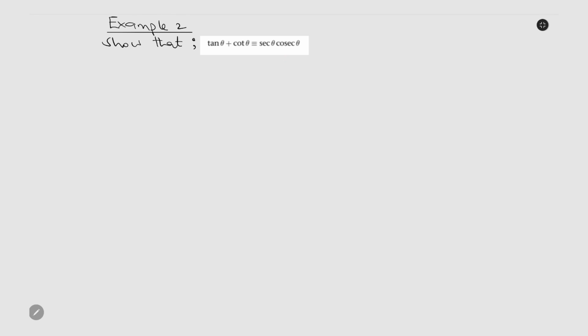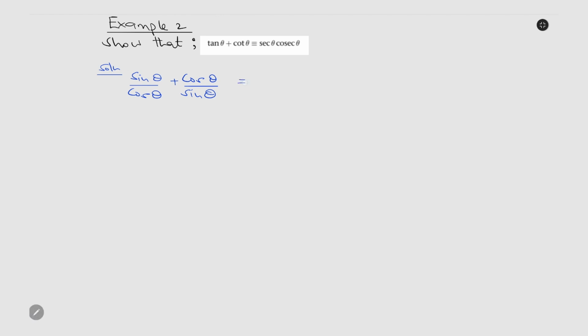Let's do that. So to my solution, tan theta is the same as sin theta over cos theta plus cot theta is the same as cos theta over sin theta. Okay, that's a good start. What do we do next? Next we can find the LCM.